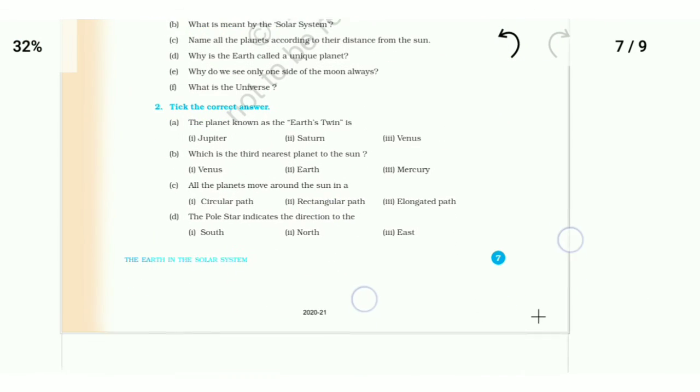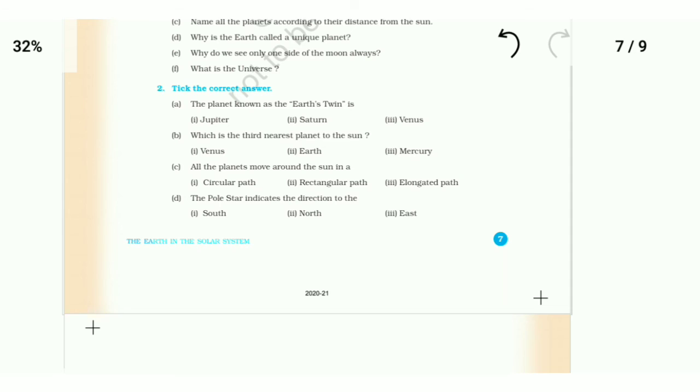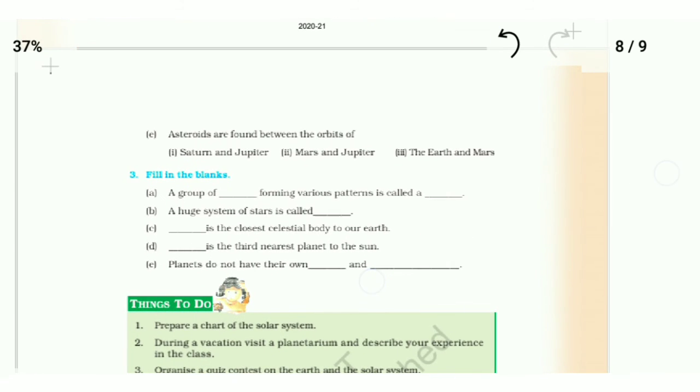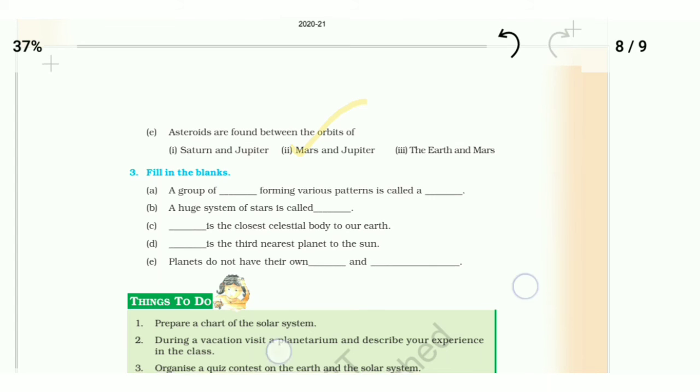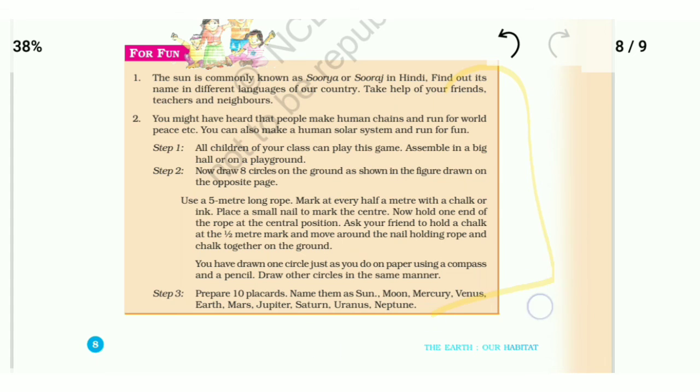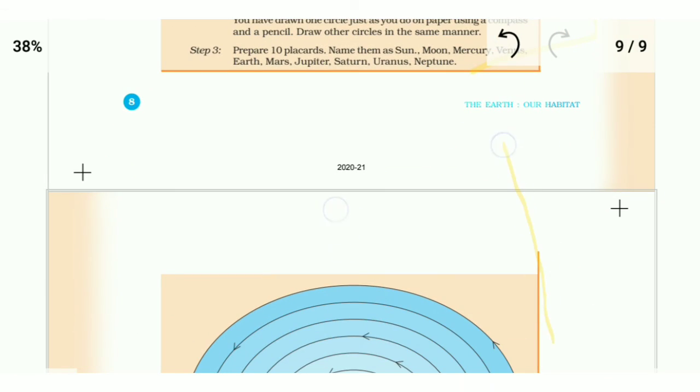Then there are questions given. The twin planet of Earth is Venus, and the third planet from the sun is Earth. All planets move around the sun in an elongated path. After that, the pole star indicates north, and asteroids are found between Mars and Jupiter. So here we have this. There is also an activity given for fun. You can read it and solve it.